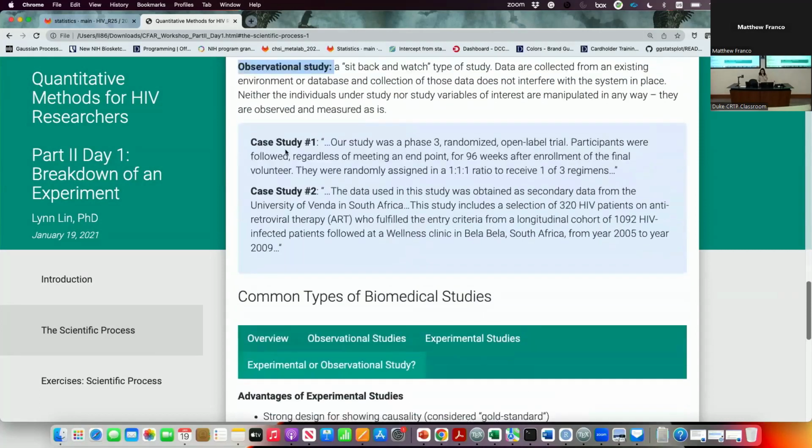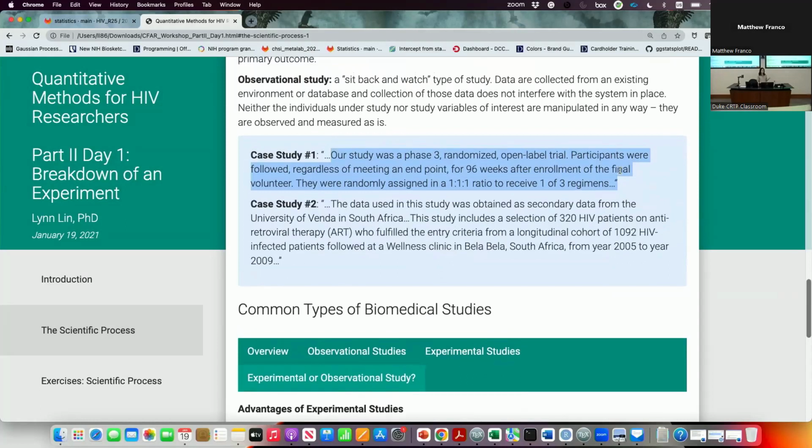Okay. So here, these are the two questions. For case study number one, there's a statement about their study. If you read these sentences, can you tell me whether the study is observational or experimental? Why is that? They were controlling how the medicine is being used. Yes, they randomly assign in a 1:1:1 ratio, right? So they randomly assign treatment and they make some intervention to the people.